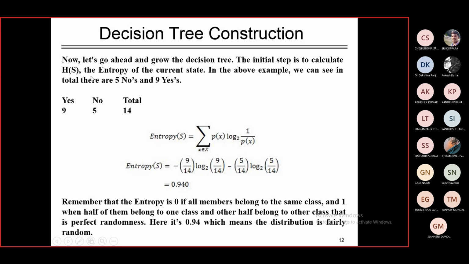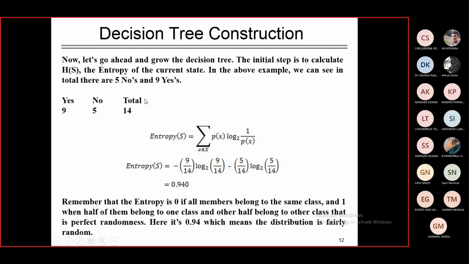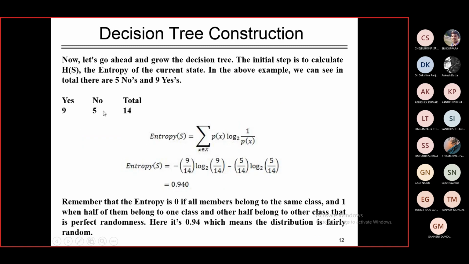Now let us consider this data set, and we will construct the decision tree. First of all, we will compute the entropy of the current state. In this example, you can see how many no class levels are found. 1, 2, 3, 4, 5. Okay, so 5 class levels are labeled by no, and 9 class levels are labeled by yes. So we have a total of 14 decisions, 14 class levels.